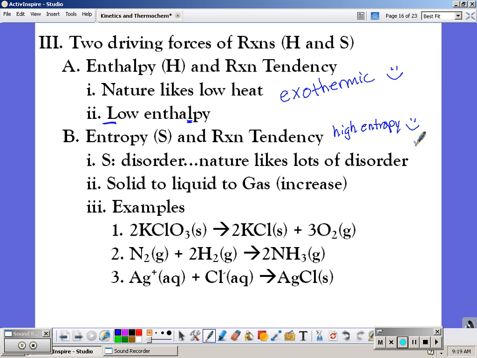Lots of disorder. As we go from the solid to liquid to aqueous to gas, we're increasing our disorder. Our molecules are moving faster. There's more randomness in there.